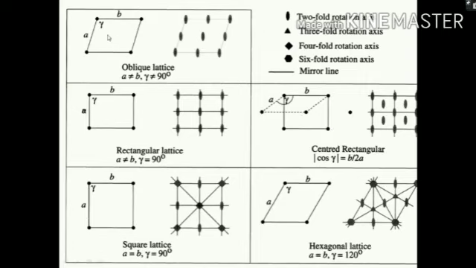So here it is an oblique lattice where A is not equal to B and gamma is not equal to 90 degree. In case of rectangular lattice, it is a rectangle. So A is not equal to B and the gamma is equal to 90 degree. In case of centered rectangle, there is a motif in the center of the rectangle. So here we can take this also as a unit cell or a lattice, but it cannot be taken because the gamma is not specified here. So we take this as a lattice. In case of square lattice, A is equal to B and gamma is equal to 90 degree. In case of hexagonal lattice, A is equal to B and gamma is equal to 120 degree.